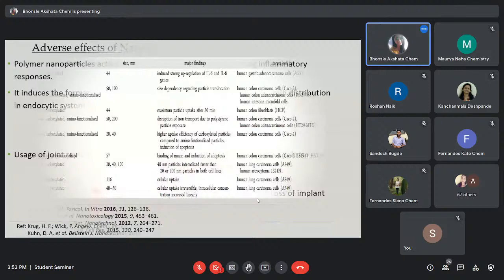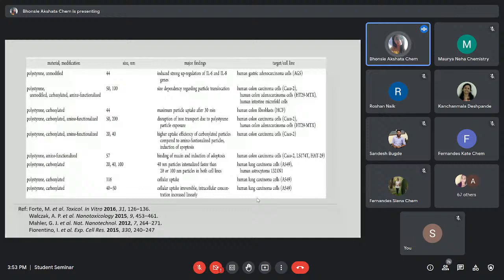This is a table which I put. It shows the various studies which were done on polystyrene, modified and unmodified, where different sizes were taken. Major findings were on how they impact the cells and the target cell line. Most of the studies were done on carcinoma cells. So this is just a glimpse of the studies which were done, and just a glimpse of how they affect the cells. I'm sure lots and lots more studies show more impact and more harmful and adverse effects of these nanoparticles on the cells.